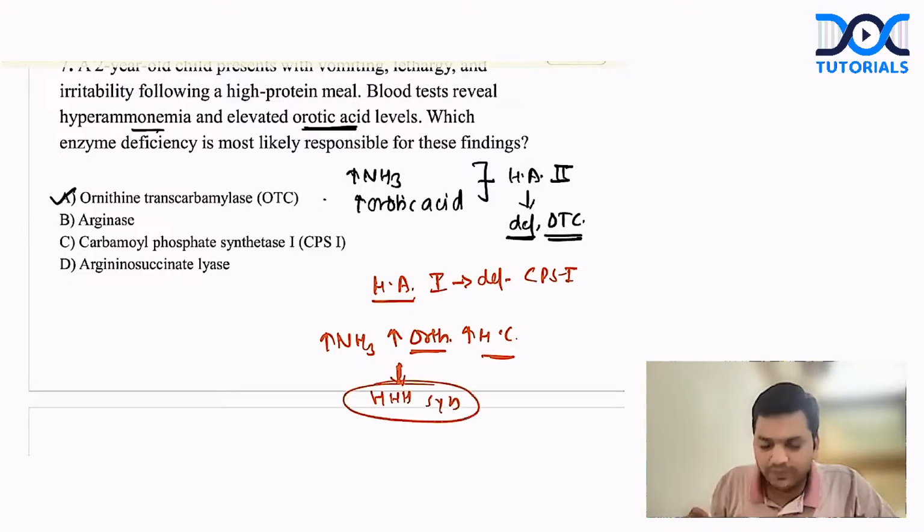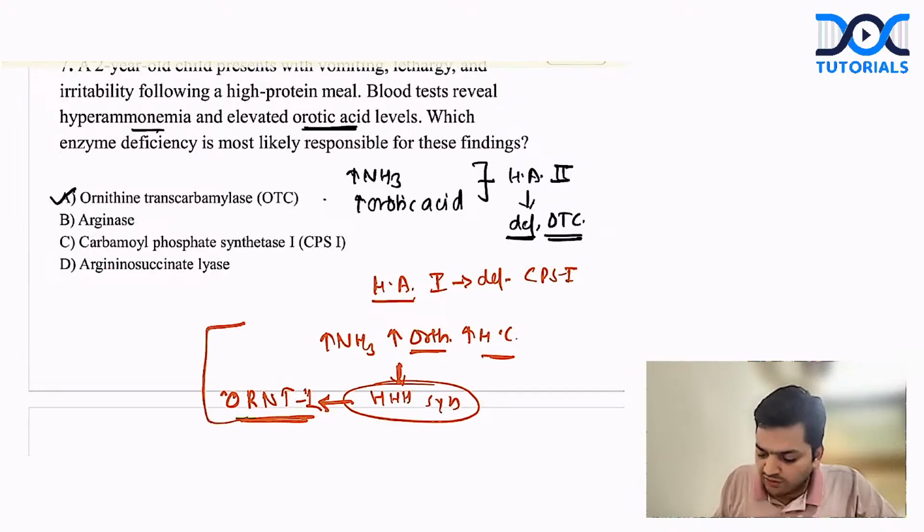Triple H syndrome: hyperammonemia, hyperornithinemia, homocitrullinemia. And it is due to defect of what? It is due to defect of ornithine transporter 1. And what can be one more buzzword in the triple H syndrome? Because more ornithine will lead to gyrate atrophy.